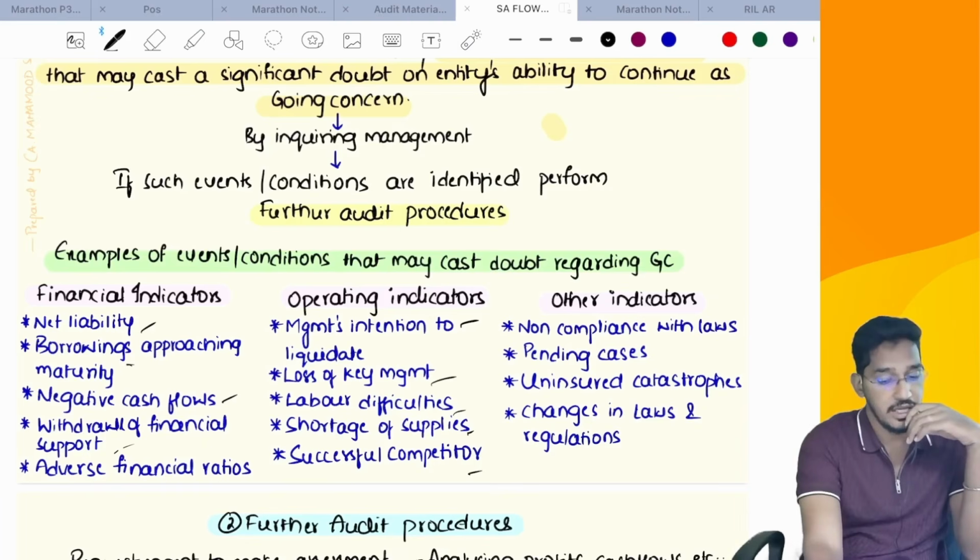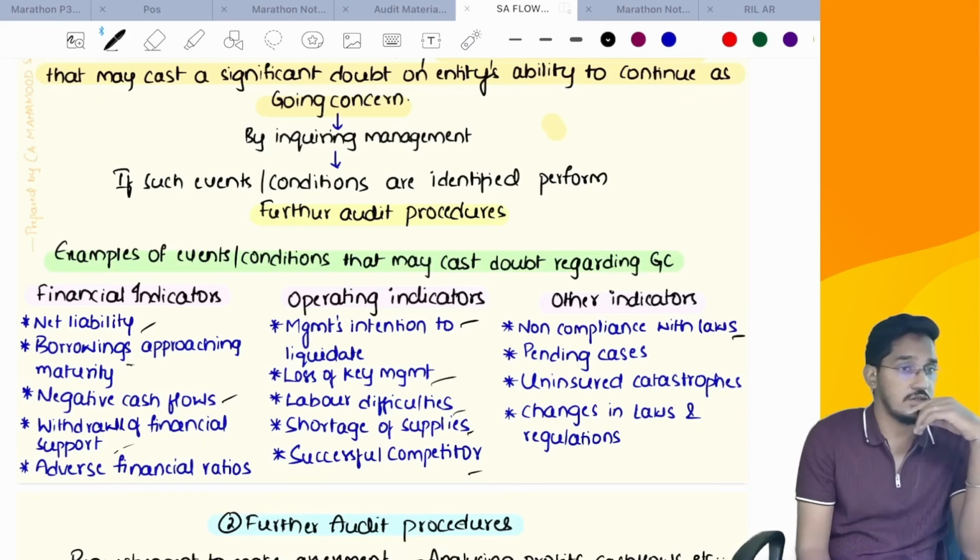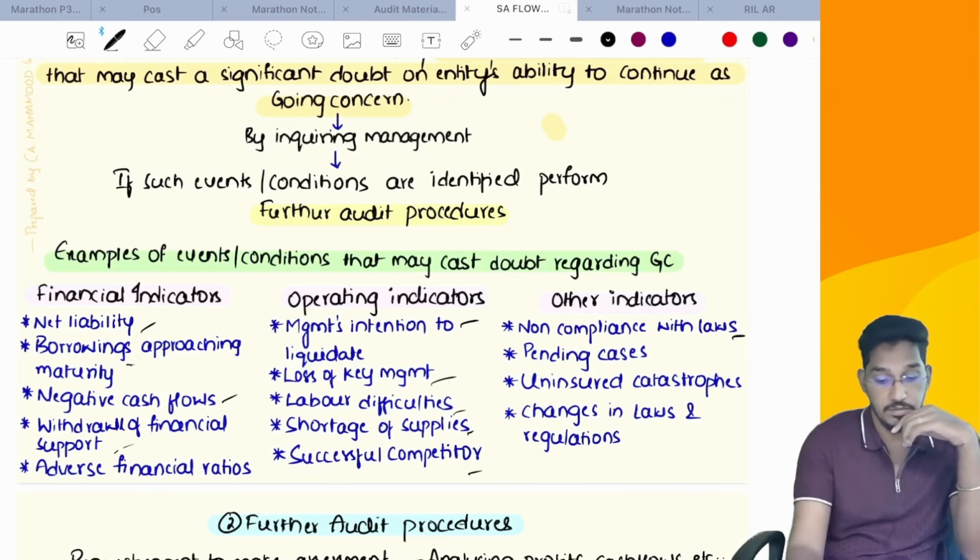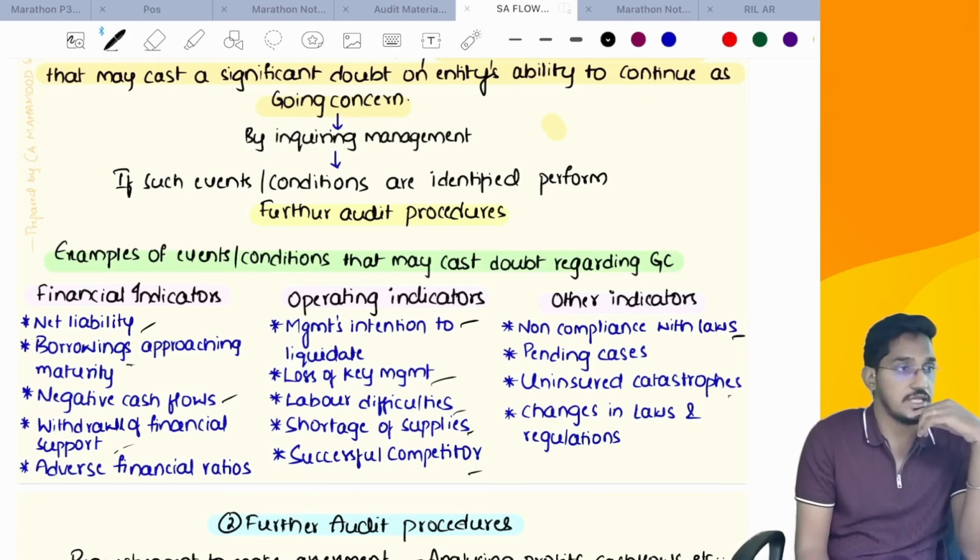Or it could be other indicators, like non-compliances with laws and regulations. Your client is not complying with laws and regulations. Pending cases, so many pending cases against your company. Uninsured catastrophes. In recent times, some catastrophe happened, some calamity, some earthquake, some fire accident happened, and luckily your client does not have an insurance policy. So he will have to close. Then changes in laws and regulations. So these are all other indicators.